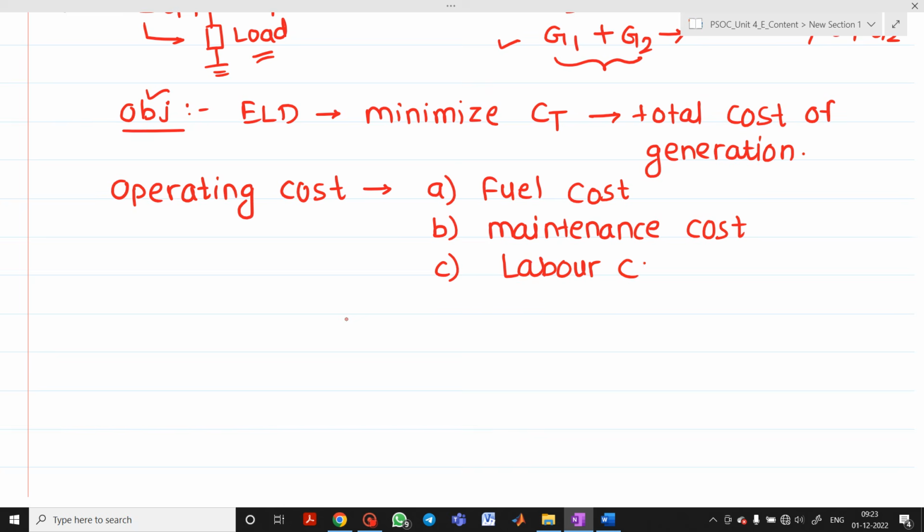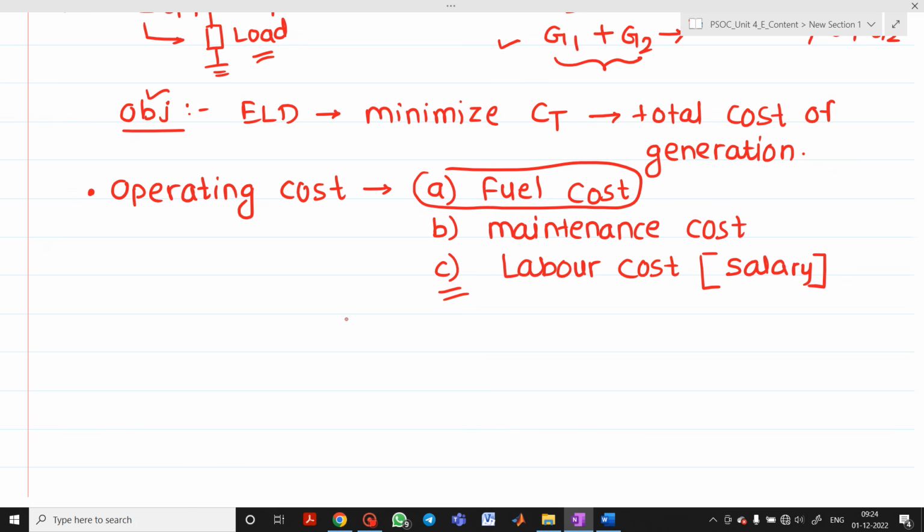What is the meaning of labor cost? Let's say there is a generating plant, and there are a few crew members or engineers working at that particular generating station. The salary of those people also affects the operating cost, so this is one component we need to consider while calculating the operating or generating cost of a generator. Most probably, the cost taken into consideration is the fuel cost, and the maintenance cost and labor cost are negligible if we compare them with the fuel cost.